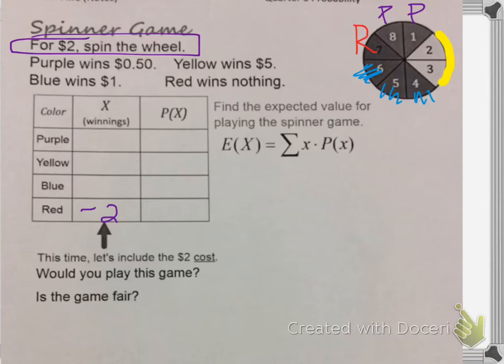Let's go just up the chart here and do blue next. If I land on blue, I win $1, but it cost me $2 to play. So if it cost me $2 to play and I win $1 back, I'm really in the hole $1 still. I didn't actually win any money yet. On yellow, it says I win $5, so now I could finally make some money. Because if I win $5 and it costs me $2 to play, then I'm actually up $3.